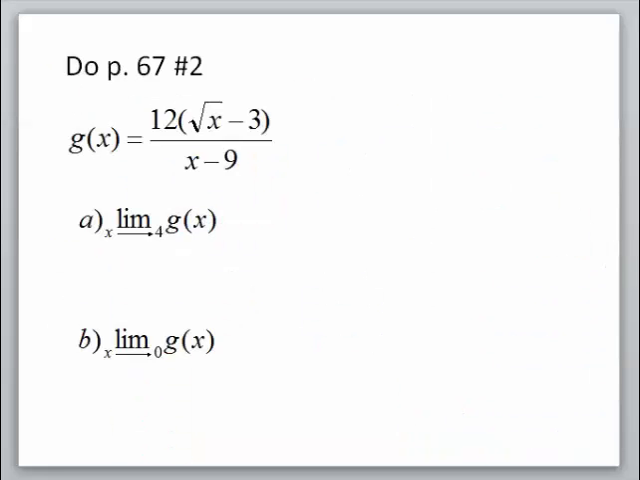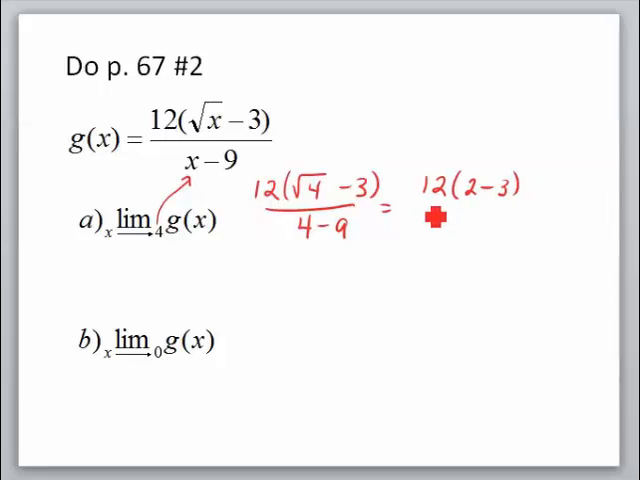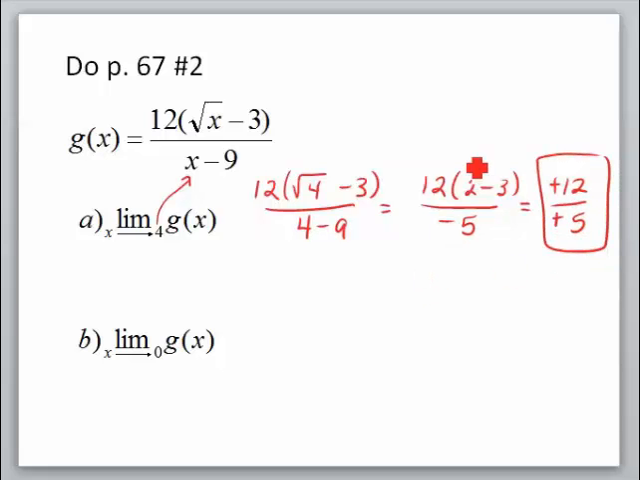This next problem is asking me to find the limit of g of x as x approaches 4. So we'll go ahead and just try the direct substitution. When I do that, I get 12 times the square root of 4 minus 3 over 4 minus 9. I'm not getting 0 on the bottom of the fraction, so I'm going to continue on. I've got 12 times 2 minus 3 all over negative 5. And then that gives me a negative 12 over negative 5. So I end up with a positive 12 fifths.